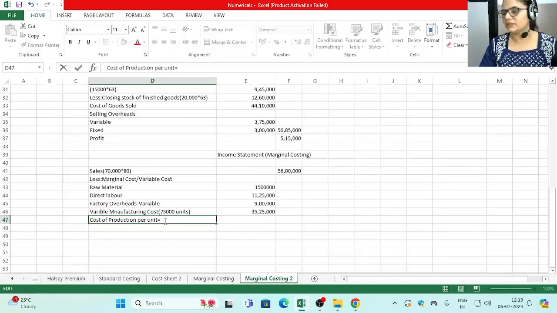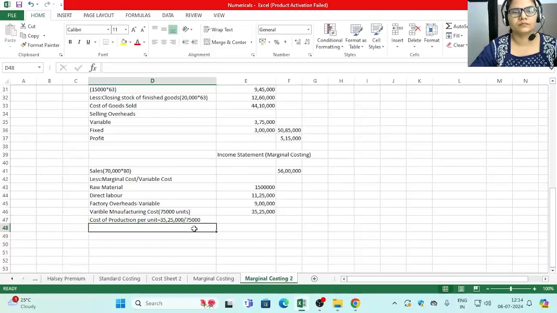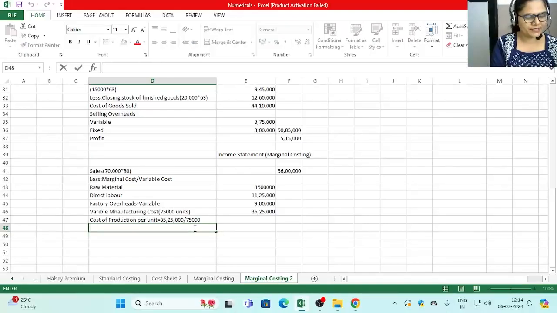35 lakh 25,000. Let me calculate it for you. Let us do the calculation. 35 lakh 25,000 divided by 75,000 will give you 47. So it will give you rupees 47 per unit.